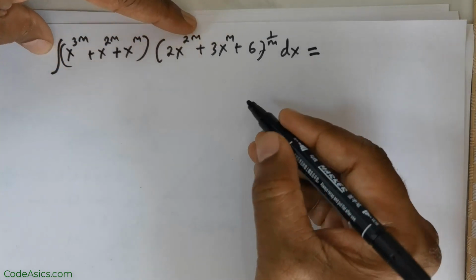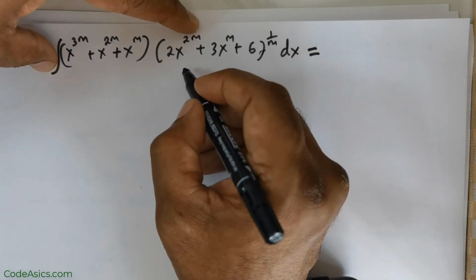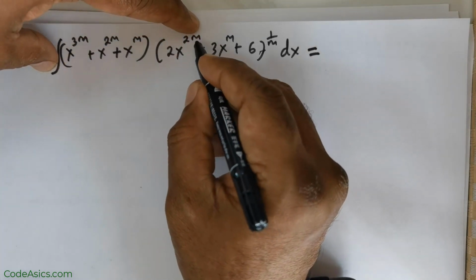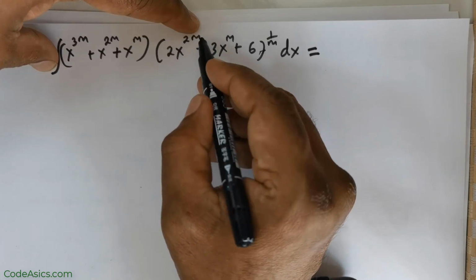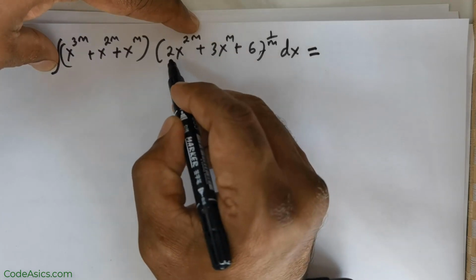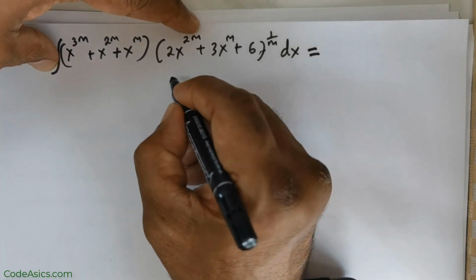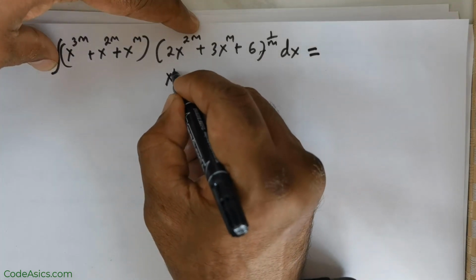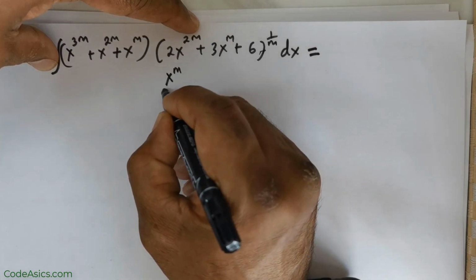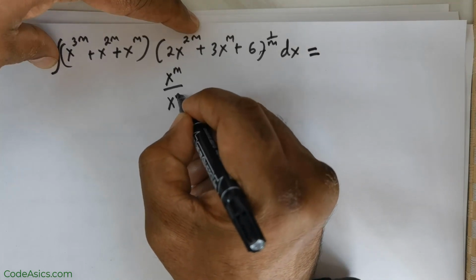So how is that done? Simple. You just increment this by m. In other words, you multiply all these quantities by x power m and you divide by x power m. That's exactly what I'm going to do. So I'm going to multiply by x power m and I'm going to divide by x power m.